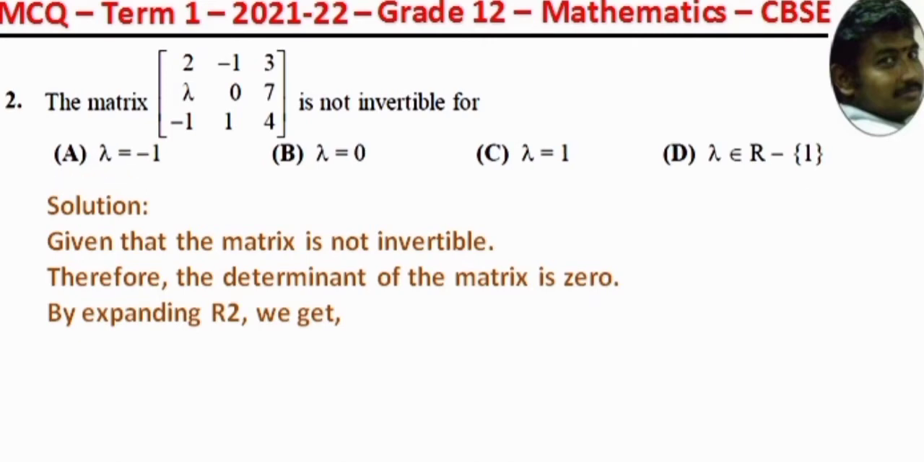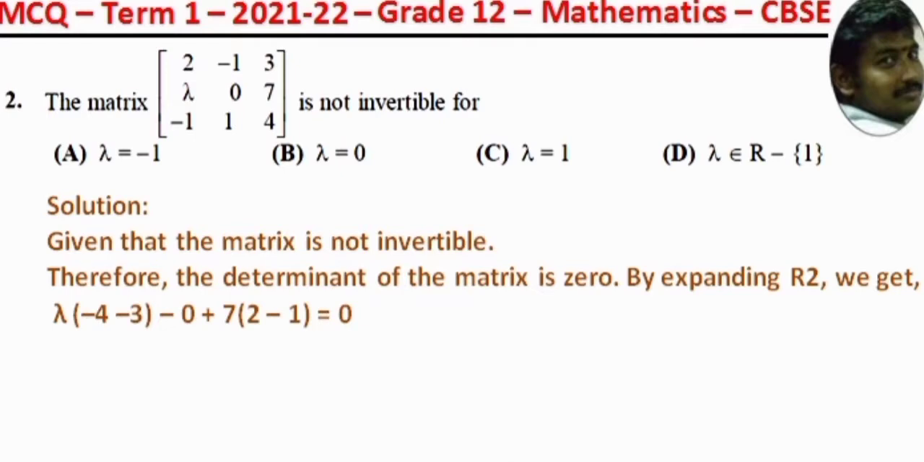What do we have to take? Here we can use expanding along R2 because of the lambda value. Expanding along R2, what will happen? Lambda, eliminating the corresponding row and column, what will we get? Minus 1 into 4, minus 4. Then 1 into 3, minus 1, 3. Then the middle element is 0, so whatever you multiply with 0 is 0. Then the last one in row 2 is 7. You take 7, then eliminate the corresponding row and column.